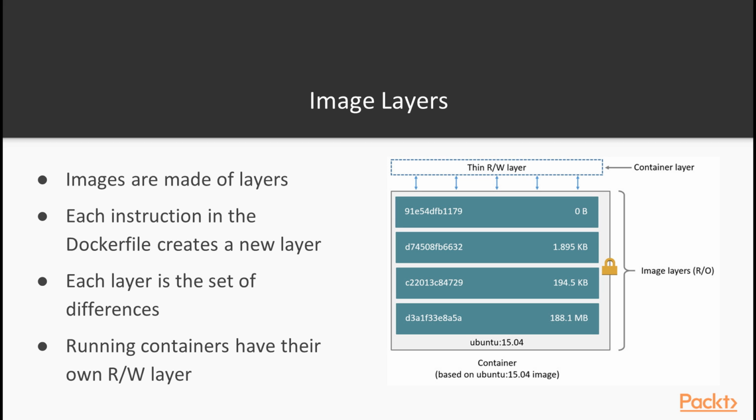Each instruction in a Dockerfile creates a new layer in the image. Those layers only contain the differences between the current layer and the ones below it. For example, if an instruction creates a new file, the corresponding layer will only contain that file. The last layer is called a container layer. It is the only layer that can be modified by a running container.